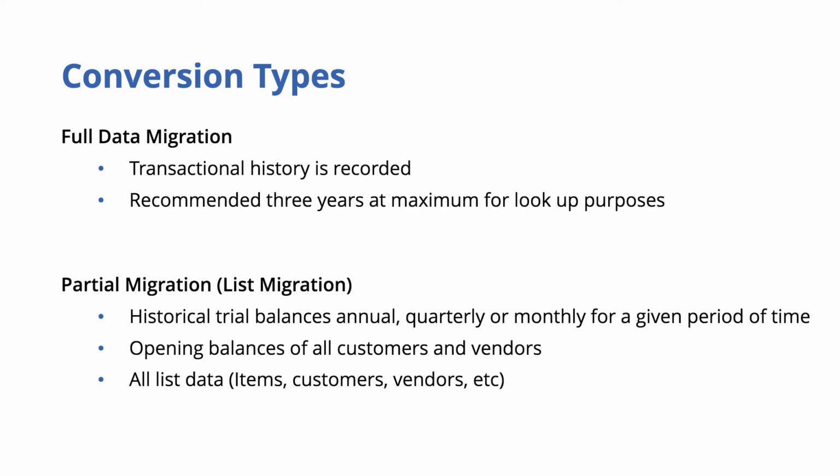The second type is a partial migration, or what I like to call a list migration, where we start from scratch at the transactional level, but we bring over your customer list, your vendor list, all your item lists, products and services, classes, locations, and tags, and the transactional data starts fresh. What a lot of companies do with a list migration is use their historical data for lookup purposes for roughly 2-3 years. Then that phases out, and their new system is good to go for any historical data they need to look up.